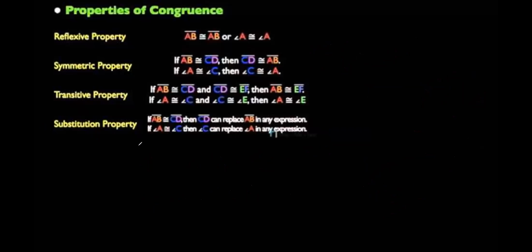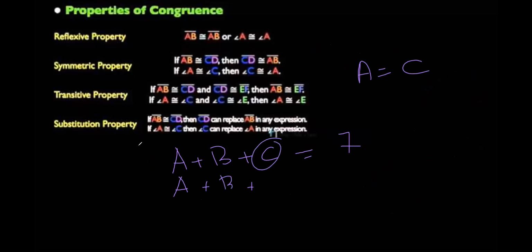Okay. If you have A plus B plus C equals 7 in algebra as an example, and I told you that A is equal to C, so I can now write or replace C with A because they are equal. Is it right? Yes. This one we call the substitution property, that since they are equal, I can substitute A with C.